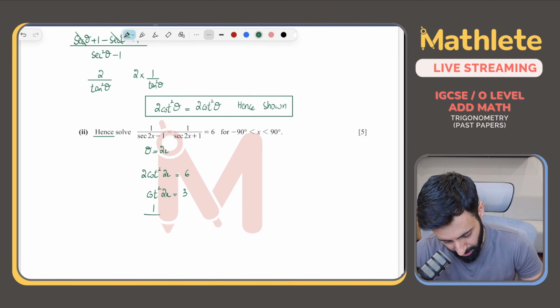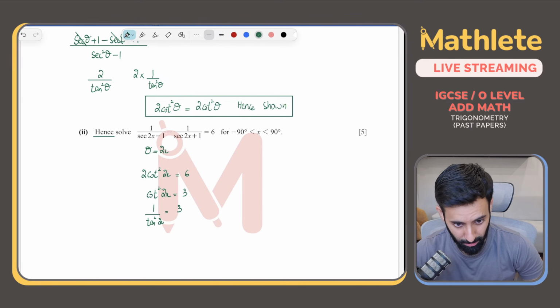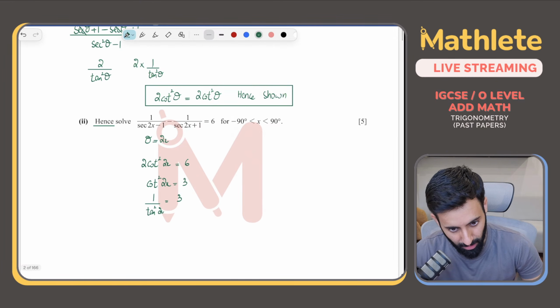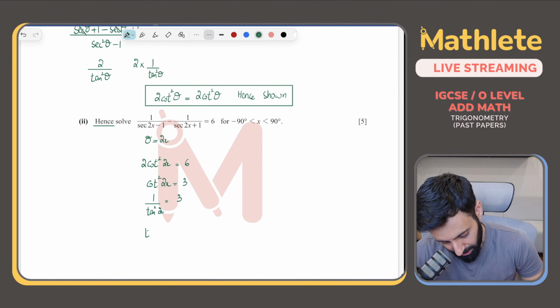Now, obviously, we don't keep cot as cot only. We can't keep cot as cot only because we don't have the cot function in our calculator. So we have to turn it into a function that we have in our calculator, that is 1 upon tan. Okay? Now, this means that we have tan square 2x is equal to 1 upon 3.